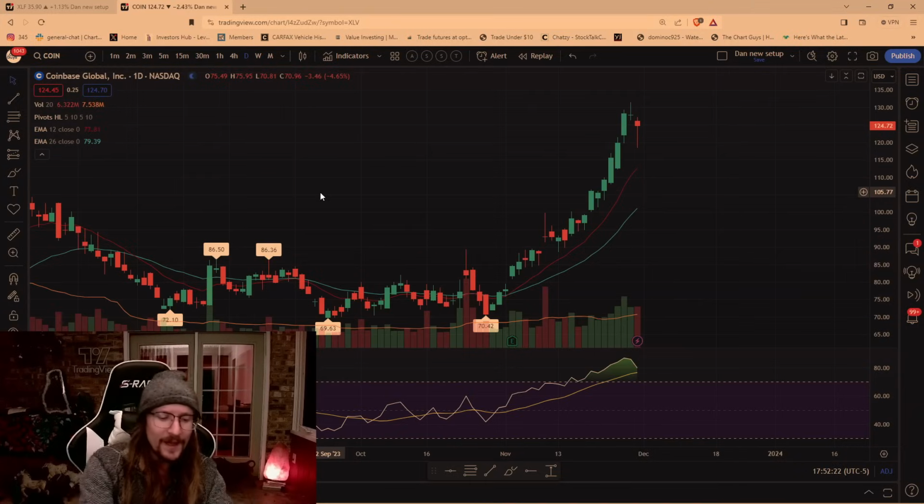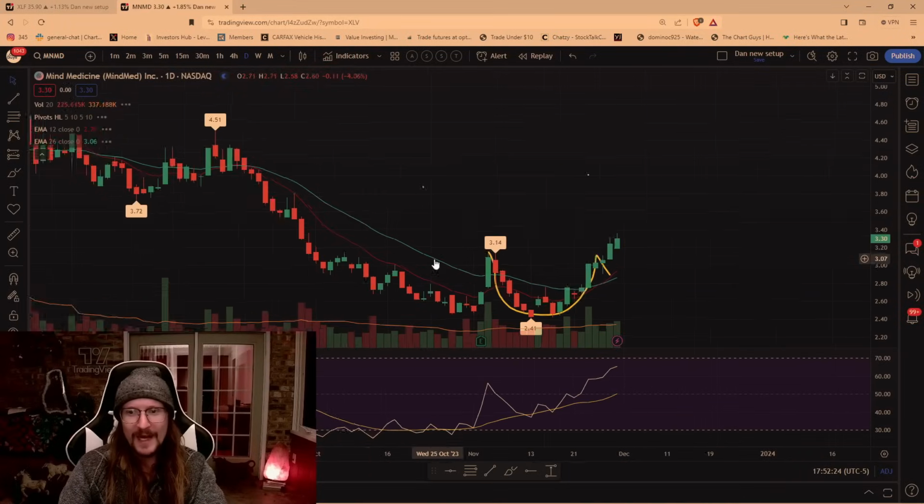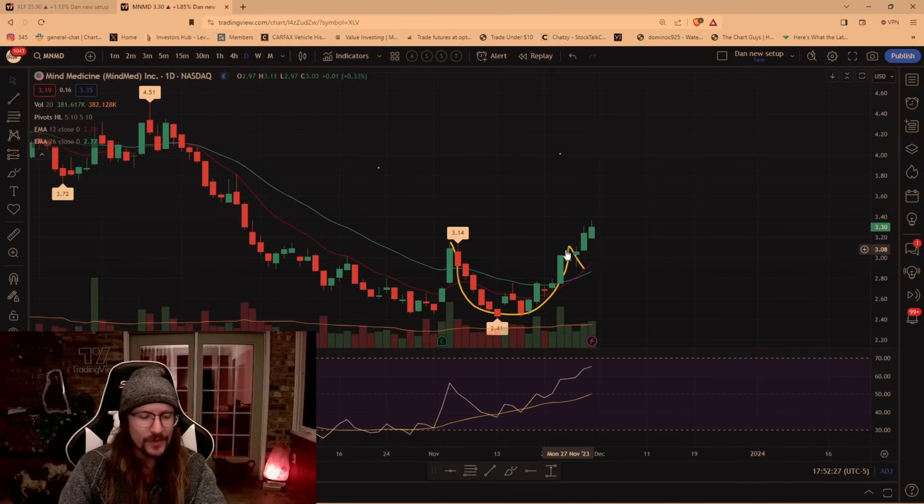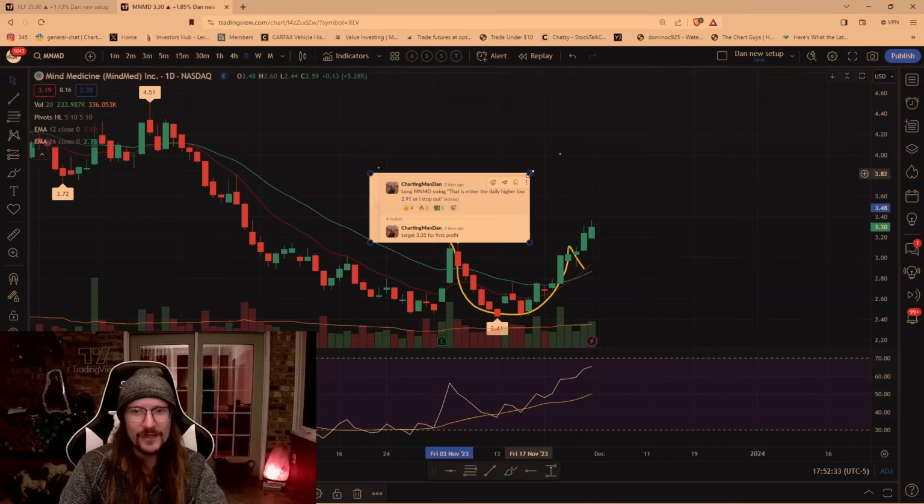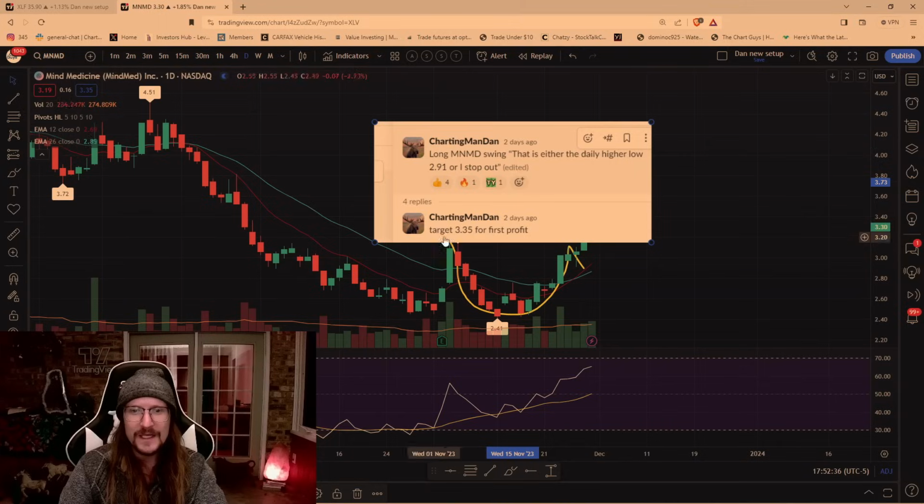I don't remember what else I had up. MNMD hit the target that I had for this little cup and handle pattern on the swing trade. And so again, that was from 2 days ago, just recognizing the bullish environment, recognizing the cup and handles have been working. So long MNMD, target 335.